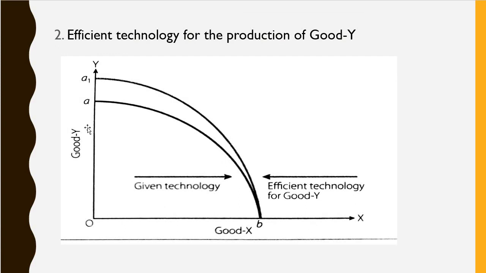Now the next situation in which rotation takes place is efficient technology for the production of good Y. Same thing over here again. If there is an efficient technology for good Y that comes up in the market, it means that with the same amount of resources, there will be higher production of good Y. And as a result, the production possibility curve will shift from AB to A dash B. There is a rotation of production possibility curve, and this is the difference.